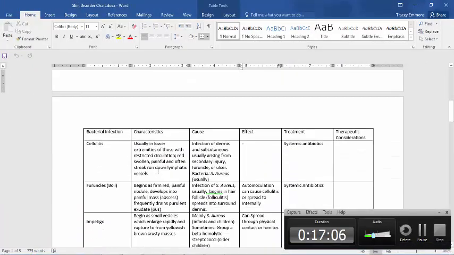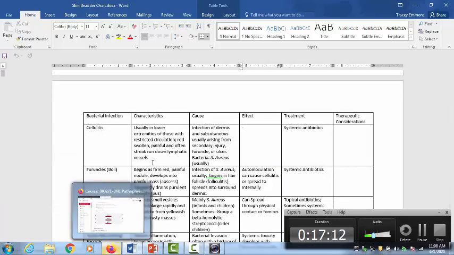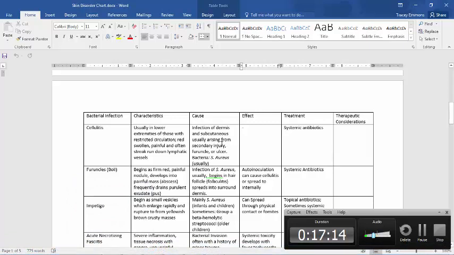So let's go down. First one is cellulitis. This is a deep infection of the dermis and subcutaneous tissue, usually coming secondary to some other injury, so a bump or a puncture wound or furuncle, which is a boil, or ulcer. They're usually in lower extremities with those that have restricted circulation, such as diabetics or those that have poor circulation. And it becomes red and swollen, and often has a streak that runs down the lymphatic vessels.